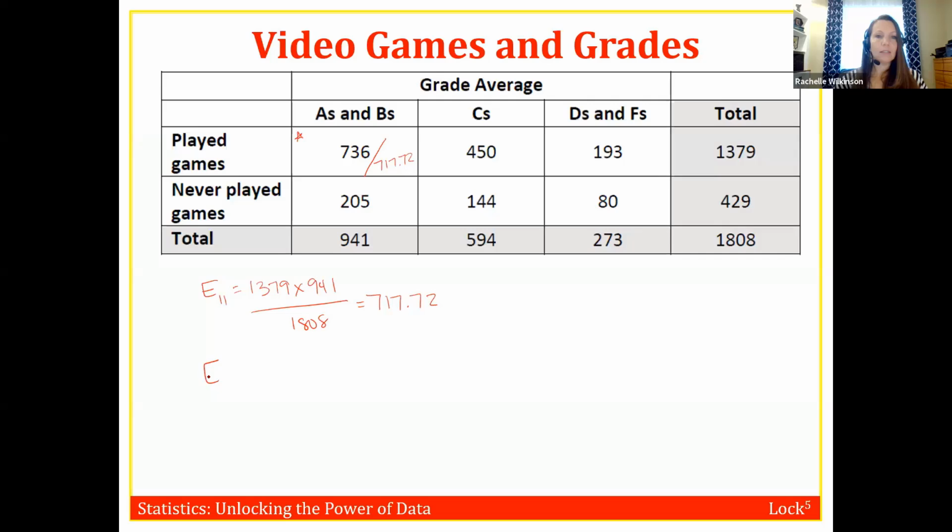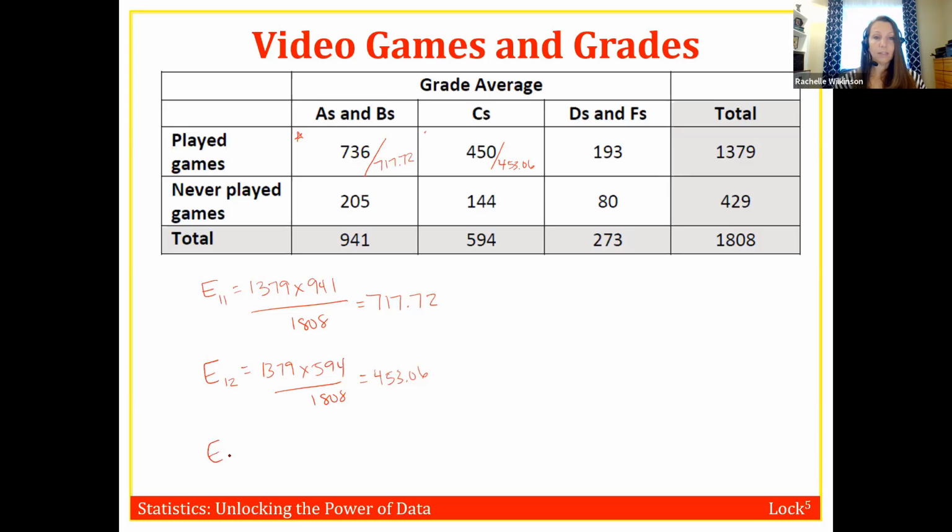Okay, now I'm going to move on to my second one here. So this is still my first row, but it's my second column, so I call it E12. So I'm on this one, and I'm going to take the row total, which is 1379, times the column total of 594, and divide that by 1808. So 1379 times 594 divided by 1808 gives me 453.06. So that one I've got 453.06.